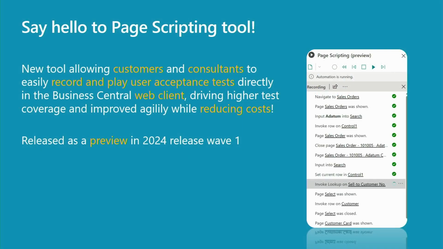Then I think most of you saw the keynote this morning, where Vincent showed the page scripting tool. That's a tool to allow customers and consultants to easily record user acceptance tests and replay them, right? For ensuring a much better experience in UATs, basically. And we released that as a preview in this release. And again, there's a launch event video for this if you want to see more on this on YouTube. We'll get back to that later.